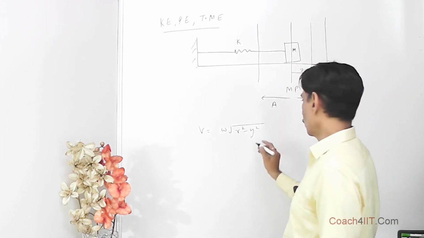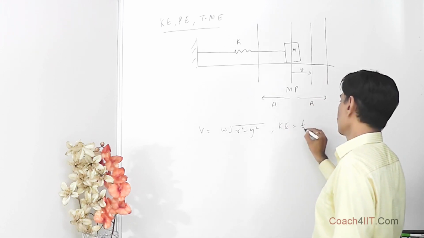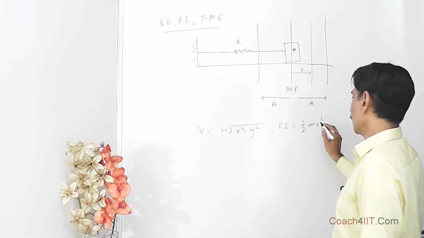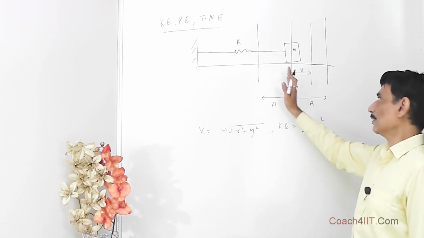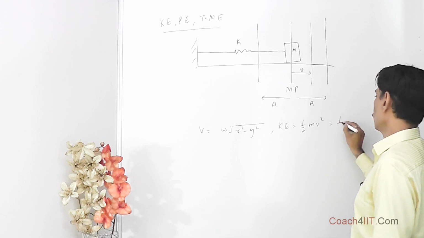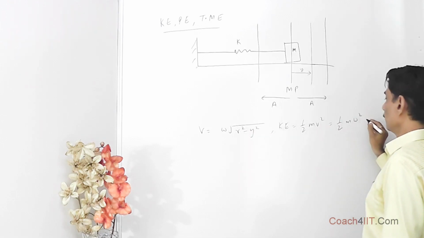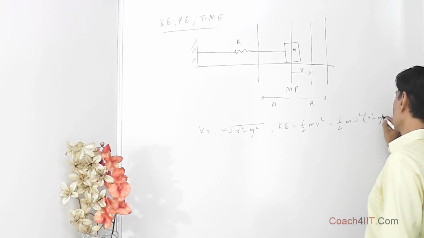So this is the projection of uniform circular motion once again on a plane where the amplitude is equal to r only. Over here the kinetic energy is, obviously, half m v square, but now the velocity is changing as y is changing. So kinetic energy at any instant is going to be half m, and instead of v we put omega square into r square minus y square.